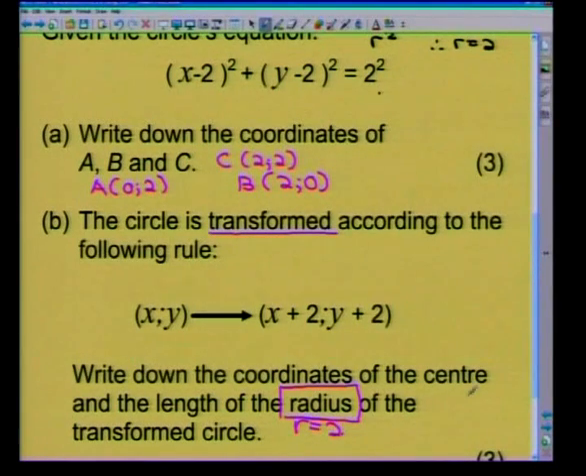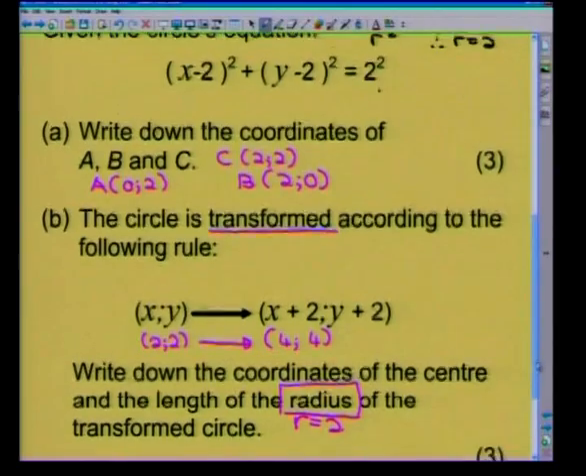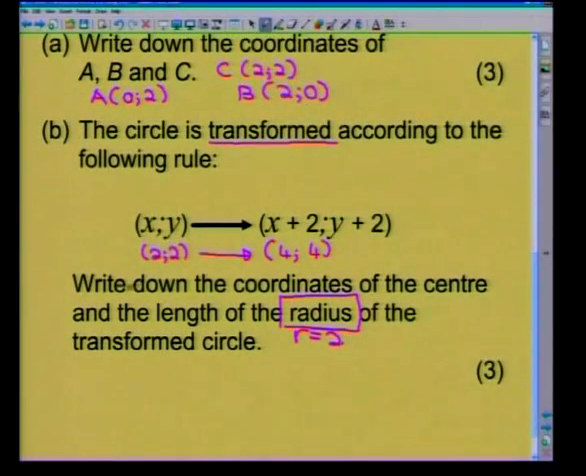However, the center will certainly change. My center was 2, 2. And if I'm going to use this transformation, it's going to be x plus 2, so it'll be now 4, and y plus 2, which will be 4 as well. So now they want the coordinates of the center, so the center is 4, 4.